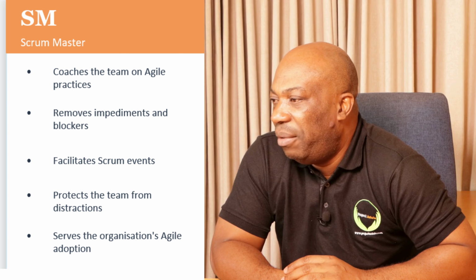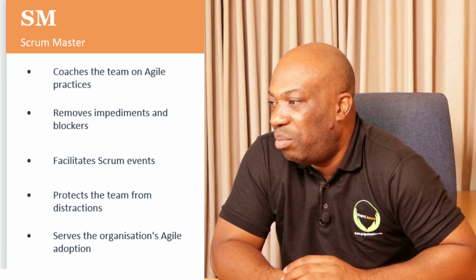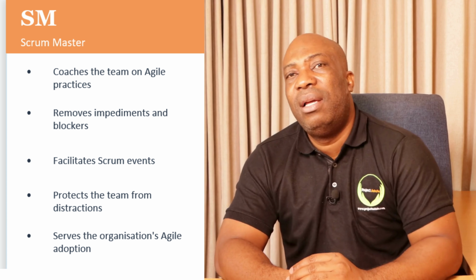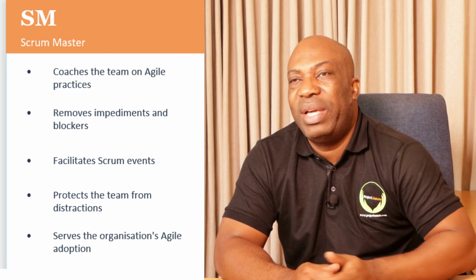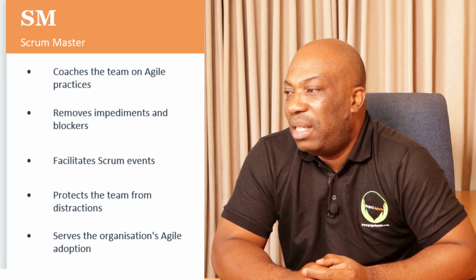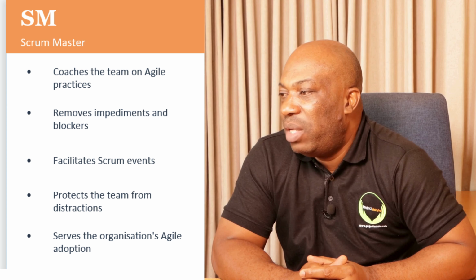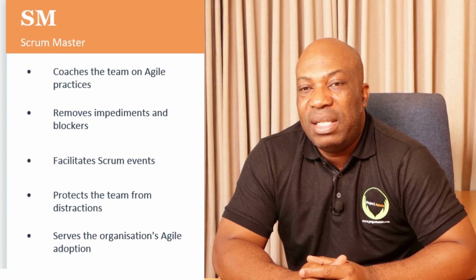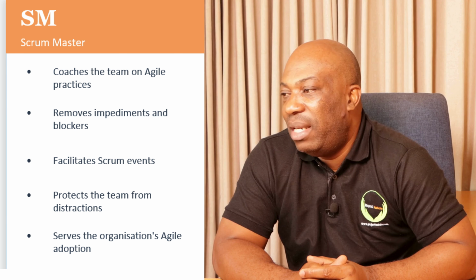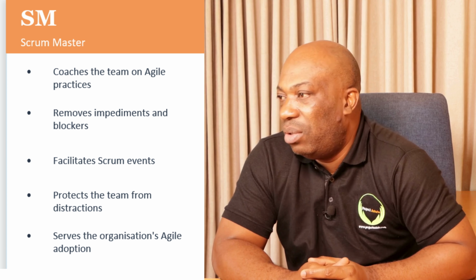The Scrum Master is also expected to protect the team from distractions. The team must focus on delivery. Remember, you have a sprint which is running for 2 to 4 weeks, so the team should not be distracted by anything else. This is the responsibility of the Scrum Master or Agile Project Manager. He's also expected to support the organization's Agile adoption. Some organizations take long to adapt to anything, so the Scrum Master is expected to help the organization adopt the Agile methodology.